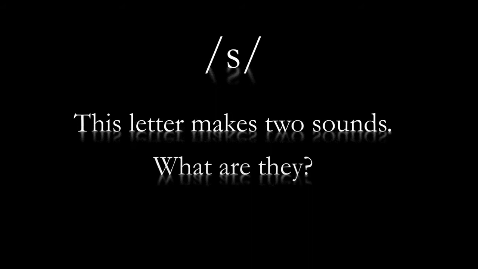What happens to S in a V underscore E syllable when we have a vowel, the S, and then that E? Well, let's go back. This letter makes two sounds. What are they? Do you remember? I know it's been a little while since we've talked about it, but the S makes a /s/, like the S that we learned a very long time ago, and /z/, like the Z.